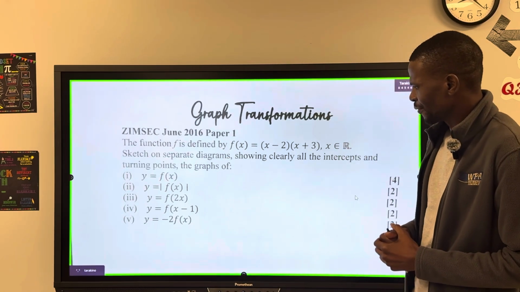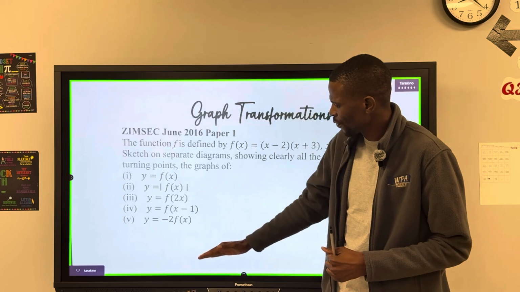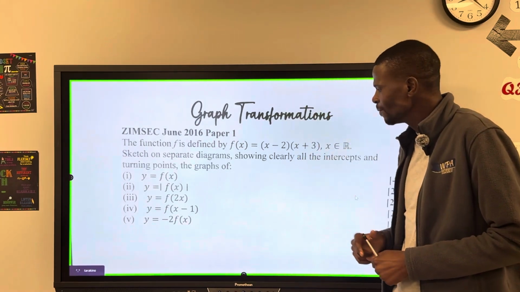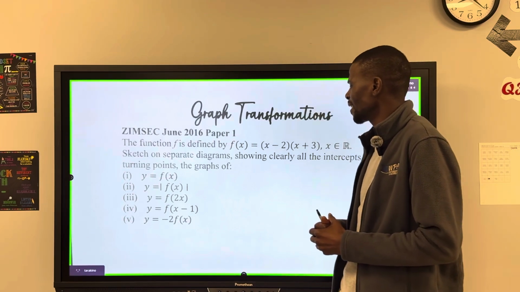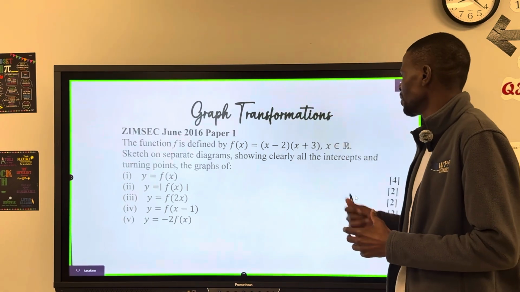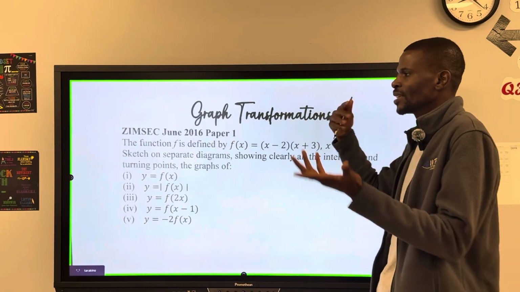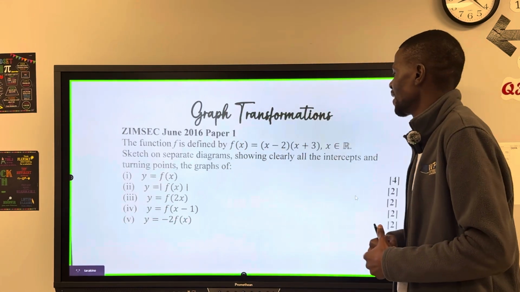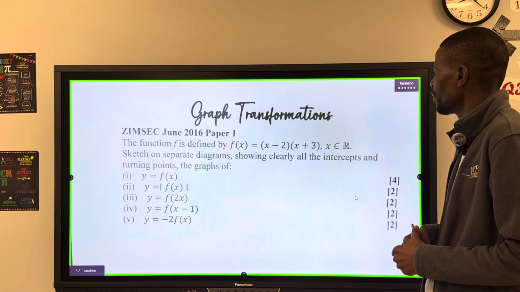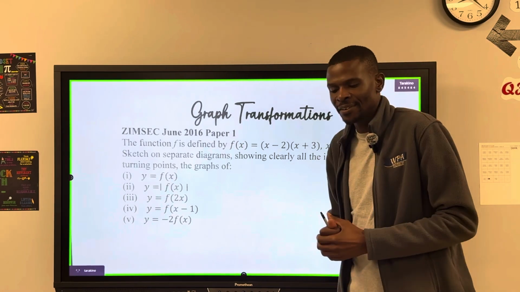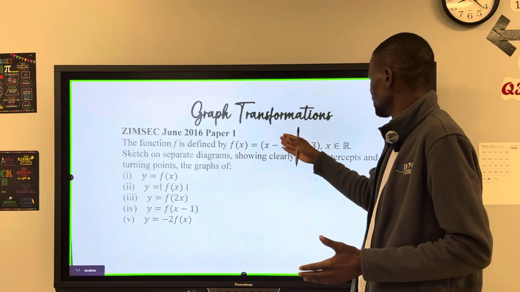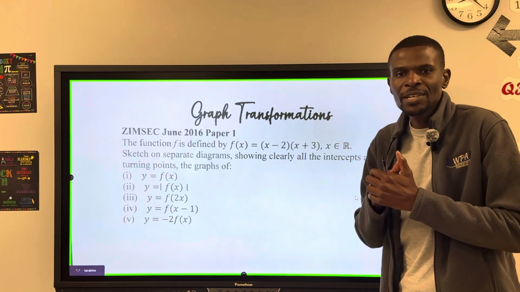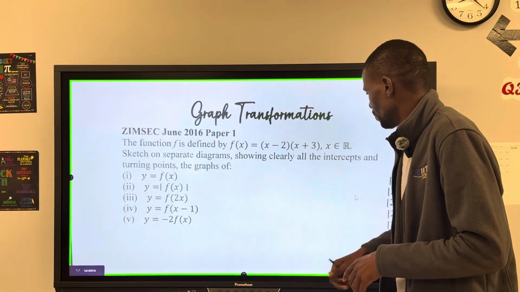For this graph, you're going to see that items 2 to 5 depend on the first graph, so we have to do it correctly. And remember, when finding the intercepts, it crosses the y-axis when x is 0, and it crosses the x-axis when y is 0. To find the turning point, we just find the midpoint between these zeros, and then we are good. Okay, guys, without wasting much of the time, let's get the ball rolling.